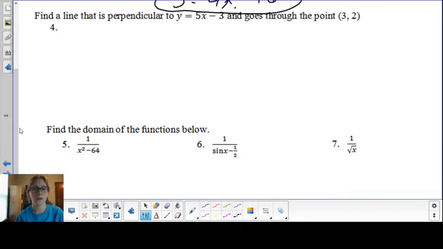Next, we're going to find a line that is perpendicular to y equals 5x minus 3 and goes through 3, 2. So my original slope here is 5. So the new slope I'm going to use is negative 1 over 5.